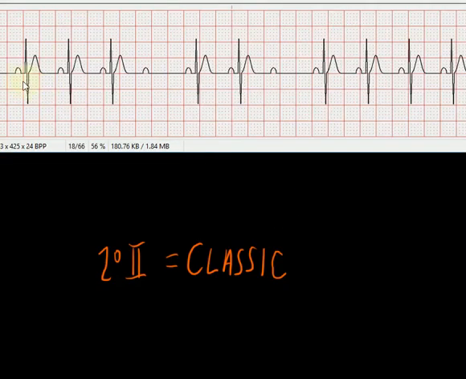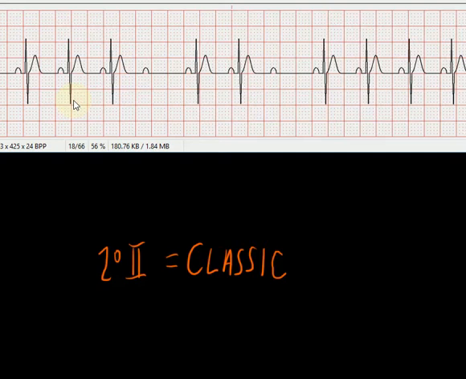So I've got more P waves than I have QRSs, and I have a consistent PR interval. I know it's not second degree type 1, I know it's not third degree because it has a consistent PR interval. And second degree type 1 and third degree both have inconsistent PR intervals. So this is second degree type 2.